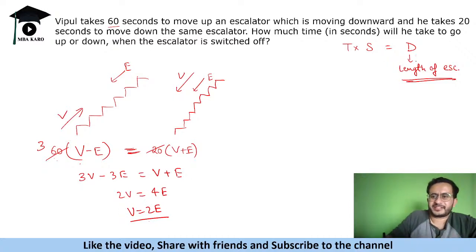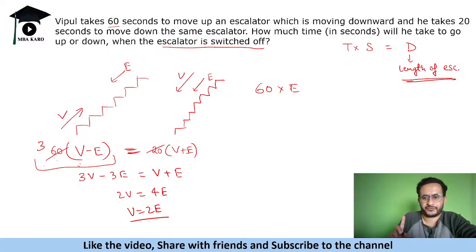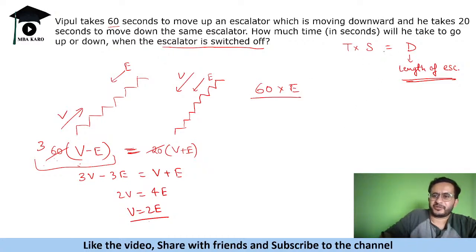Now we know that the distance is the length of the escalator. So let us put it in the equation. What is the length of the escalator? 60 into v minus e, with v as 2e, so 2e minus e, that is the length of the escalator, right? Now he is going when the escalator is switched off. So the distance is 60e. His speed will be 2e. So time is.